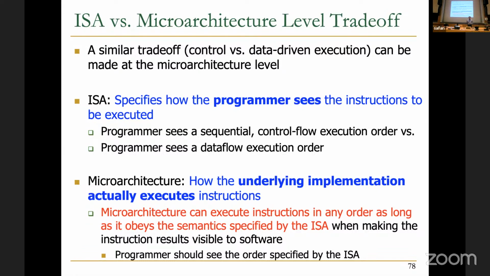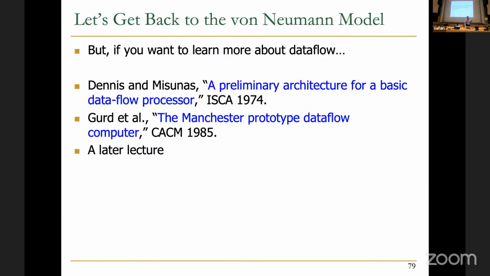Right? And this is going to be very important in the microarchitecture lectures that we're going to see. So a programmer should see the order specified by the ISA, and the architectural state (memory, registers, program counter, condition codes) should be updated only in the order and the way that's specified by the ISA. So we'll get back to the von Neumann model.